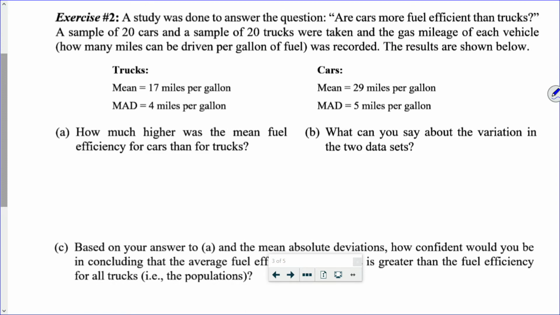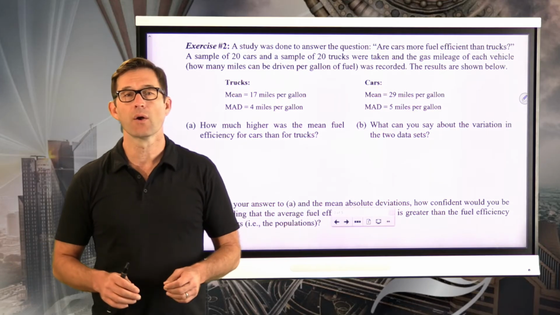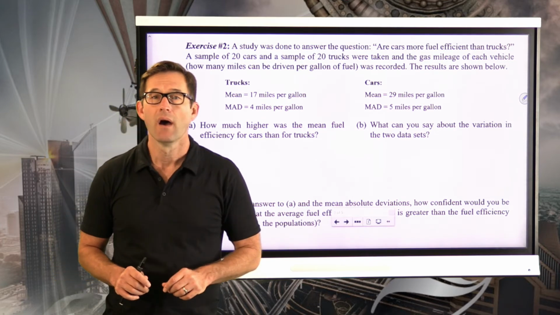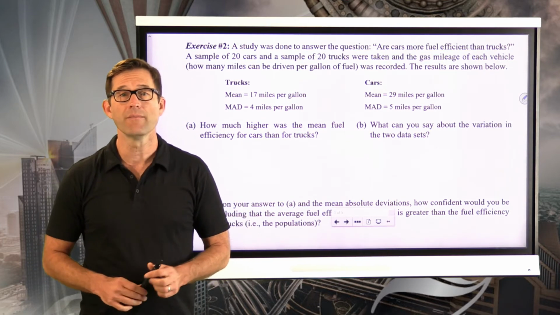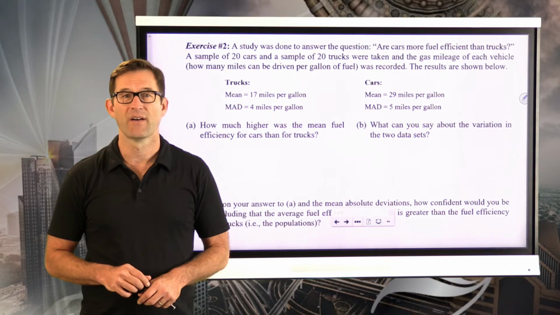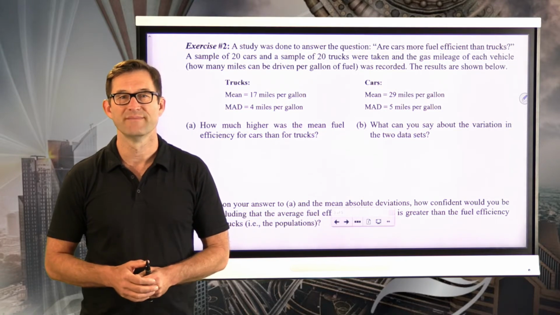All right, so simple enough, right? We did these two studies. Here we're going to be looking at means and MADs instead of medians and IQRs. All right, letter A, just like before. How much higher was the mean fuel efficiency for cars than for trucks? Why don't you go ahead and answer this question.